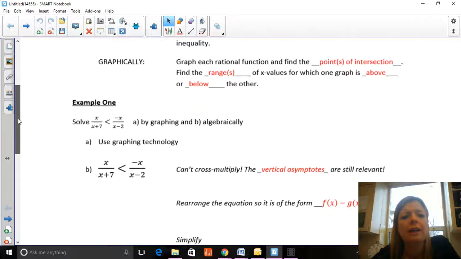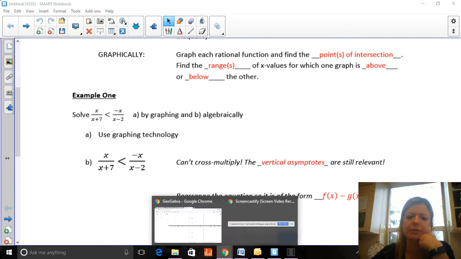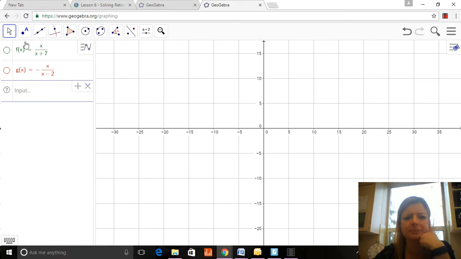Okay, graphically it means to graph each rational function, find the points of intersection, and then find where it's above or below. So we're going to graph x over x plus 7 and negative x over x minus 2 and see where they intersect and see where this left hand side is below the right hand side. So let's do GeoGebra first.